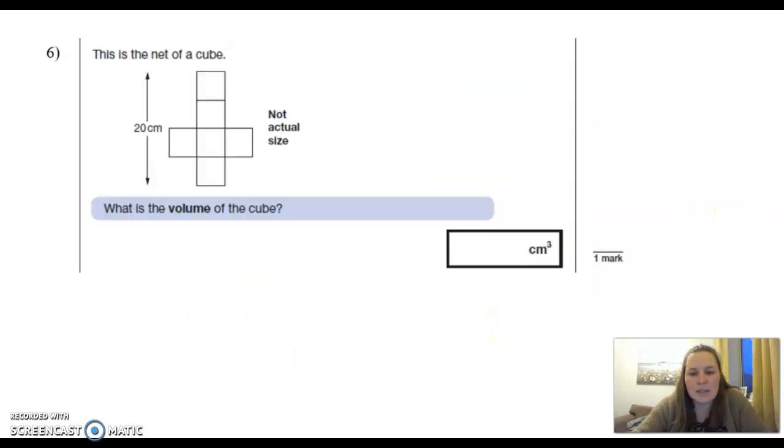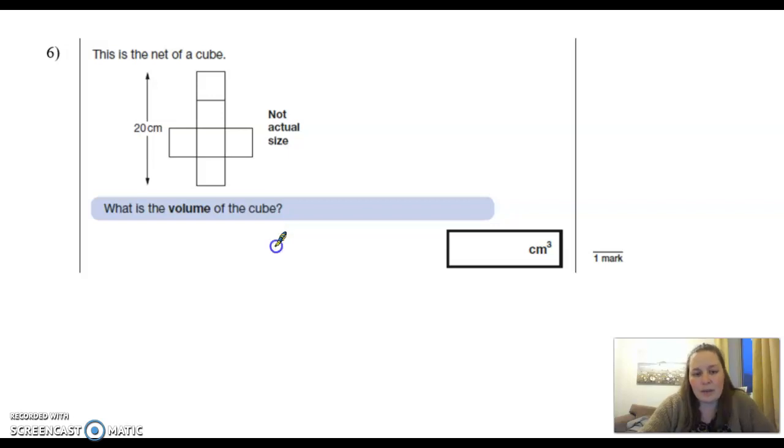Let's look at the last question now. Now, this question looks trickier than it is, I would say. So this is the net of a cube. Now, we looked at nets a while ago back in school, and it just means it's a flattened out cube. If I folded that together, I would make a cube. I want to know the volume. Now, to know the volume of the cube, I need to know the length of one side. All the sides of a square are the same.